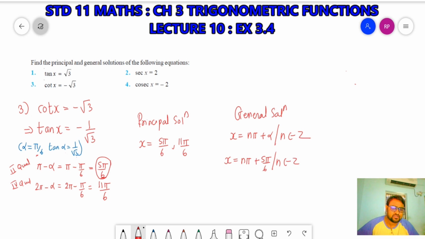I'm just erasing this so you don't get confused that you have to put alpha. Which value do you have to put here? The first principal solution. So this is about cot x equal to minus root 3. Here, note down question number 3.